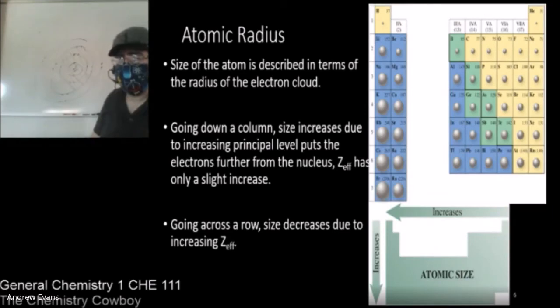So the atomic radius has a general trend that the largest size is the bottom left, the smallest size, the top right. And we're going to use this size when it comes to talking about ionization energy and electron affinity, which we'll talk about on Monday.